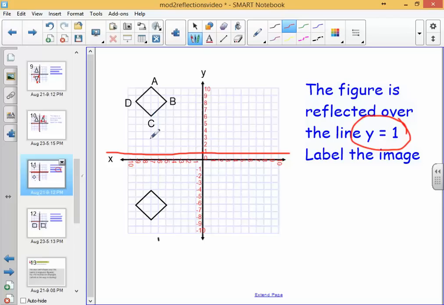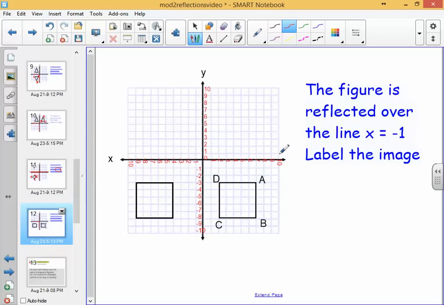Because C would be 5 boxes away from that line, and C prime would be 5 boxes away from that line. If I wanted to count D, I would count 7 boxes down, so 7 boxes more is going to be D prime. A is 9 points away, so A prime will be 9 points away from that line. And lastly, if I look at B, it will be 7 boxes down, so 7 boxes down again is B prime. So if I took this figure and I flipped it over that line, that would be my reflection.